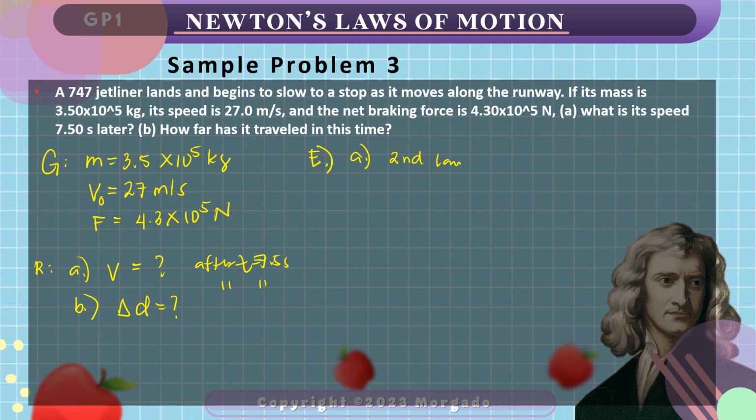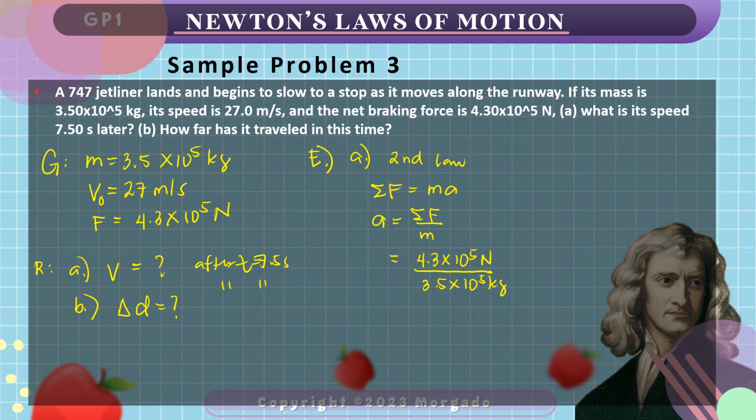The second law states that the summation of forces is equal to the product of mass and acceleration. So from this formula, we can conclude that the acceleration is the net force divided by the mass. And in the given, we have both values. So we just simply substitute the values. The acceleration of the object is dependent on how much braking force has been applied on it, that is 4.3 times 10 raised to 5 newtons, as well as how heavy the object is, 3.5 times 10 raised to 5 kilograms.